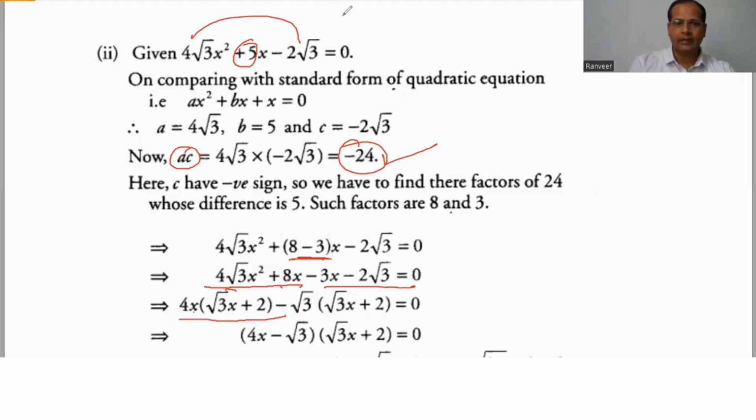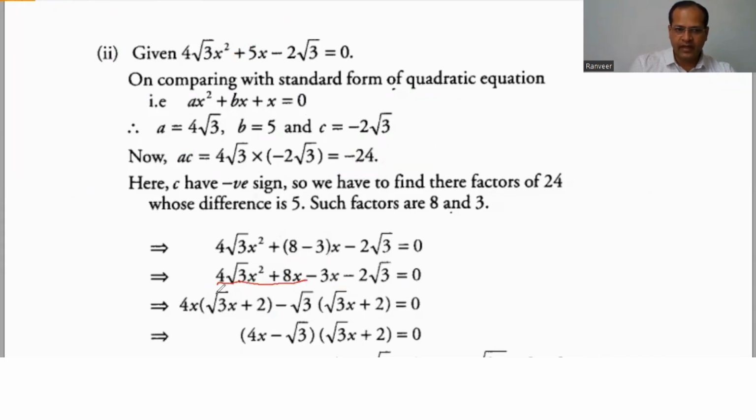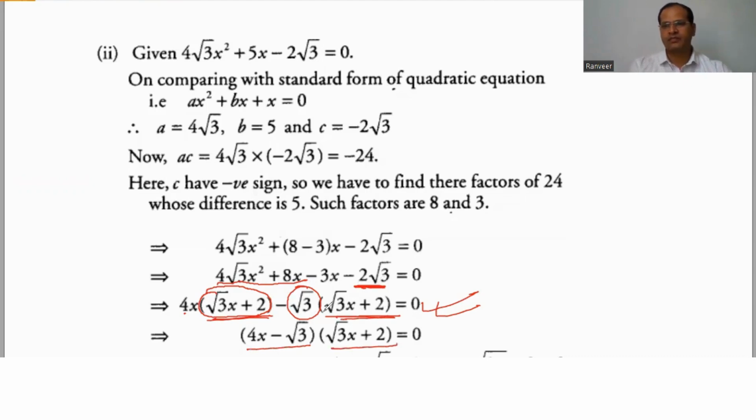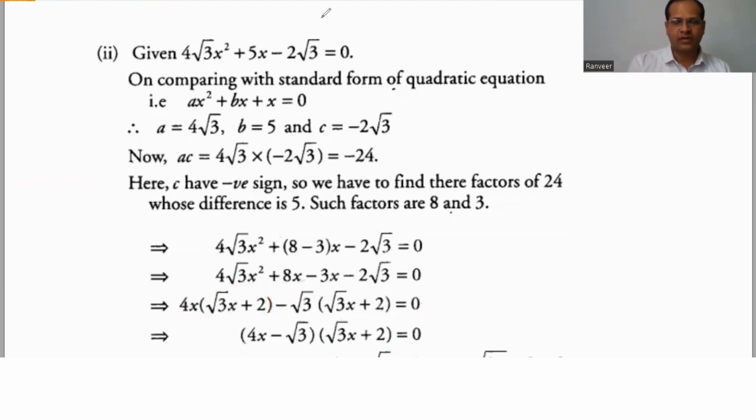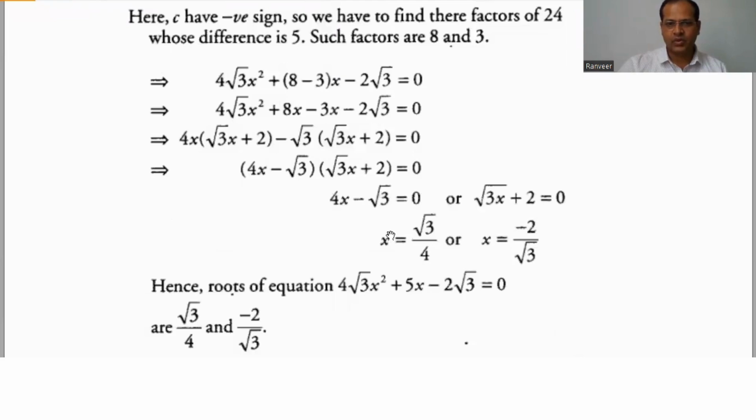Now I am going to tell you one more technique. Once you identify this value, after that you just write this value, and then take the constant term 2 root 3. So definitely root 3 you have to take out. In this way also you can identify it. These two values should be the same, and then only 4x minus root 3 will come, and root 3 x plus 2 will come. So in this way you can write the quadratic equation in factorized format. Here 4x minus root 3 gives x equal to root 3 by 4, and x equal to minus 2 by root 3.